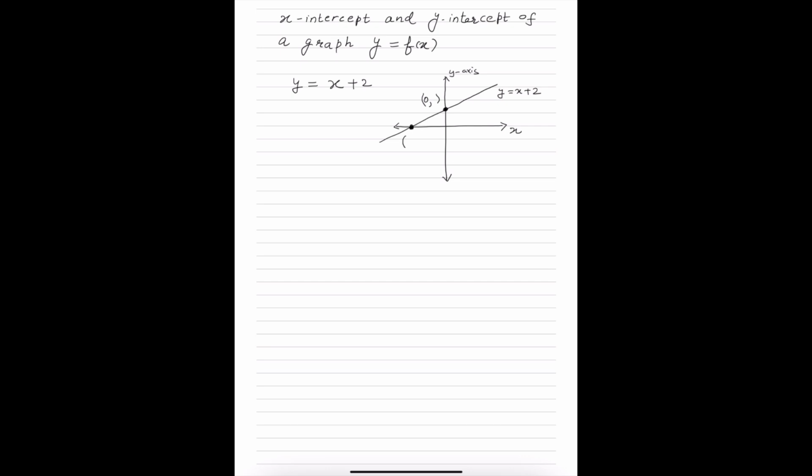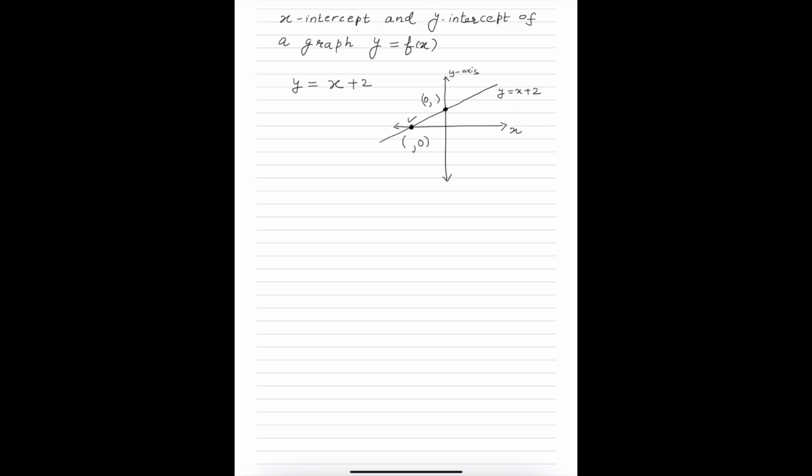Now look at this point. The straight line cuts x-axis at this point, and on x-axis all y values are 0, so we put the y coordinate here as 0, and x coordinate is something that we have to yet put.